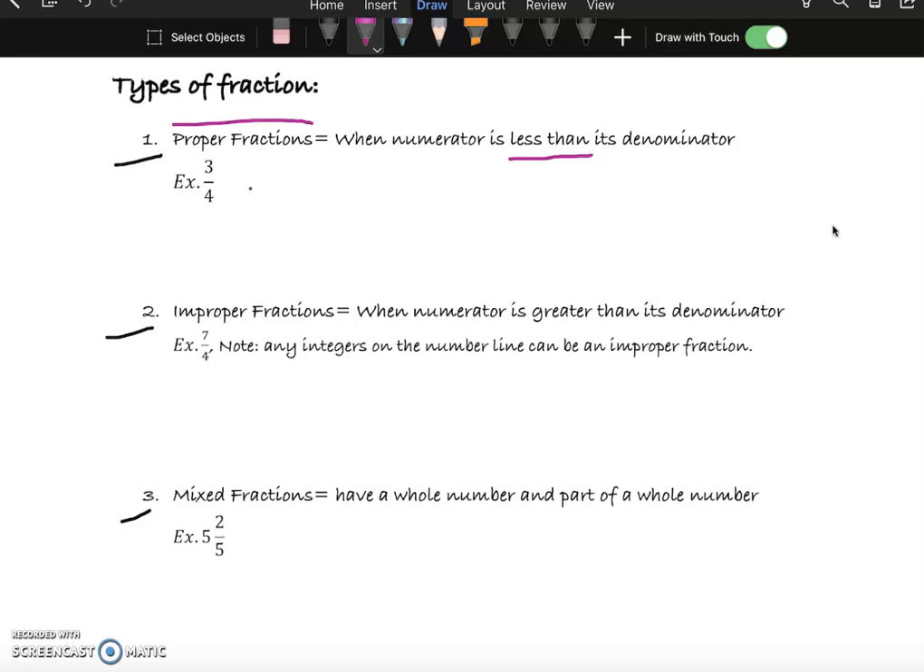I can come up with many examples, for example 5 over 9, 7 over 8, 20 over 100, 1. You can clearly see these are all proper fractions. Why? Because the denominators are all bigger, as you clearly see.